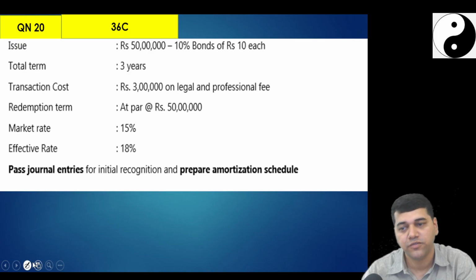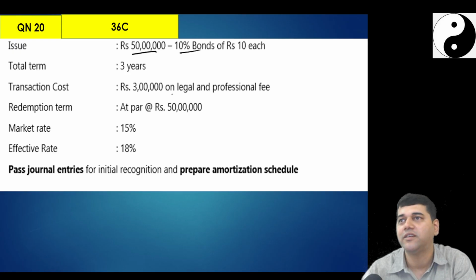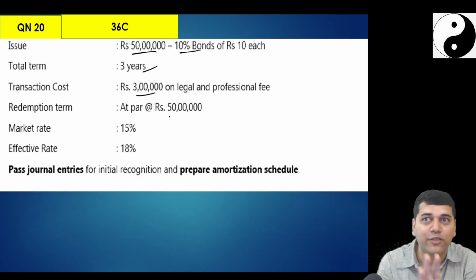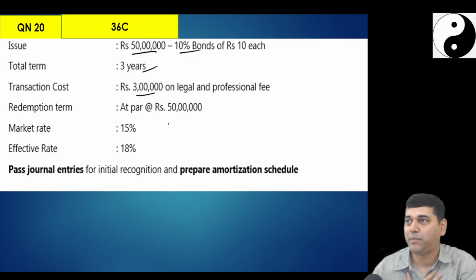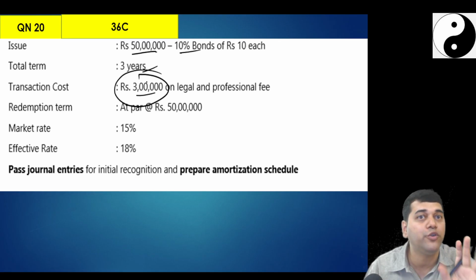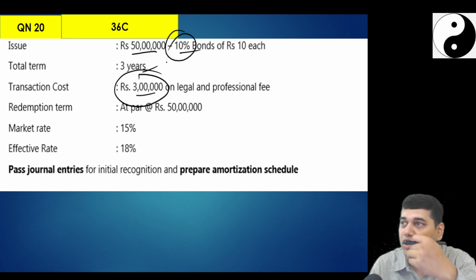You issued how much? 50 lakh only. 10% contractual cash flow. Term is 3 years. How much is the transaction cost? 3 lakh. The moment you see 3 lakh, you should look in the question, have they told you EIR? By now, I hope you are very much clear about it. Because 10% or whatever discount factor cannot be used now.